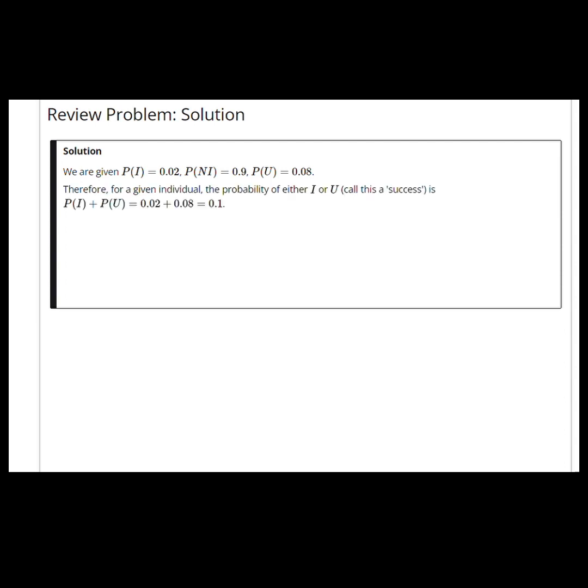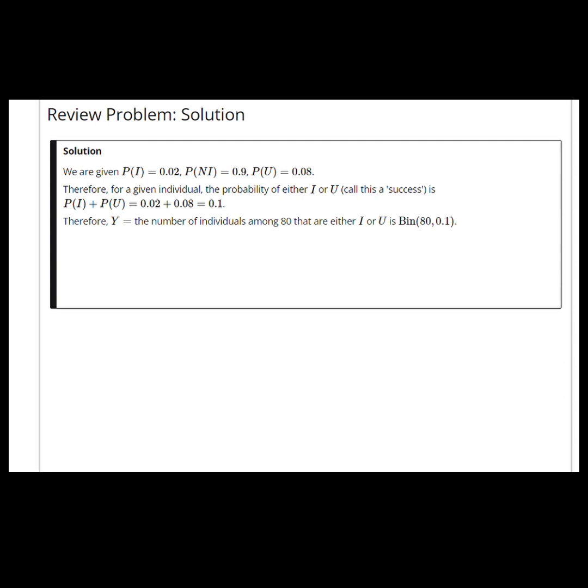Solution. We're given the three probabilities. P of I is 0.02, P of NI is 0.9, and P of U is 0.08. For a given individual, the probability that the outcome is either I or U, let's call this a success for the moment, is P of I plus P of U, which is 0.02 plus 0.08, or 0.1. So if we define y, the number of individuals in a group of 80 that are either I or U, then y has a binomial distribution with parameters n equals 80 and p equals 0.1.